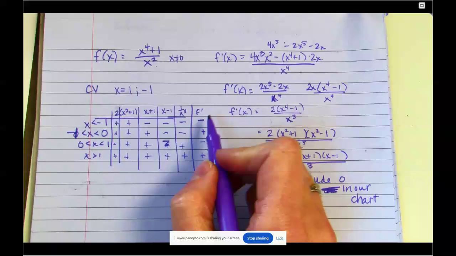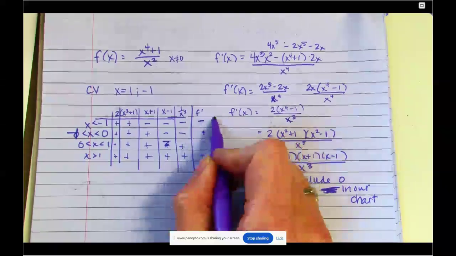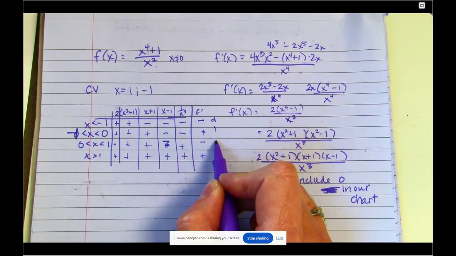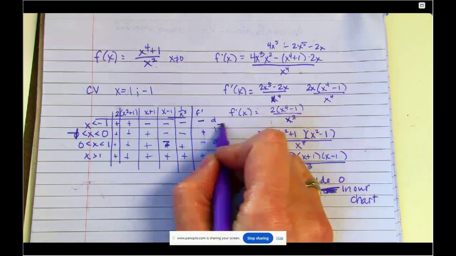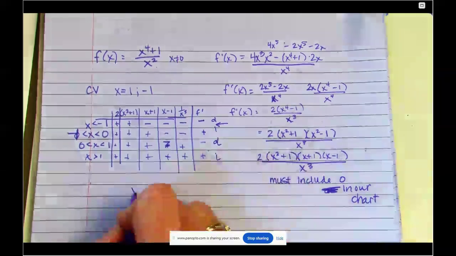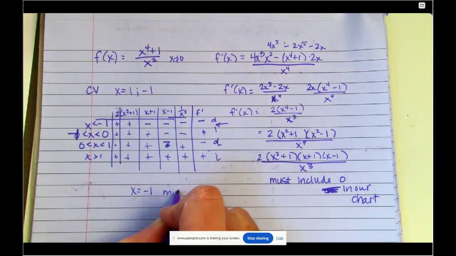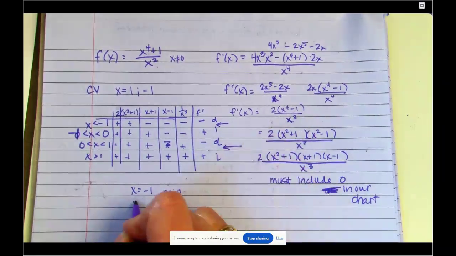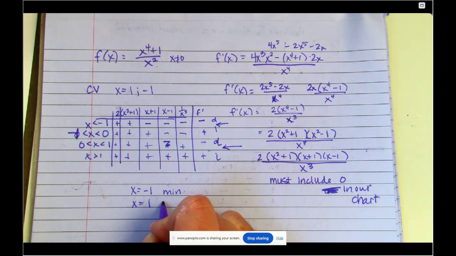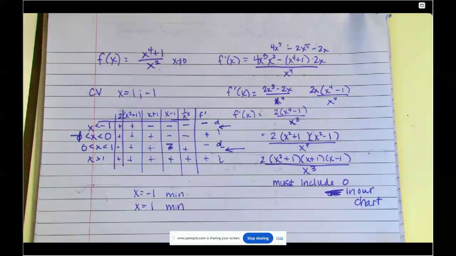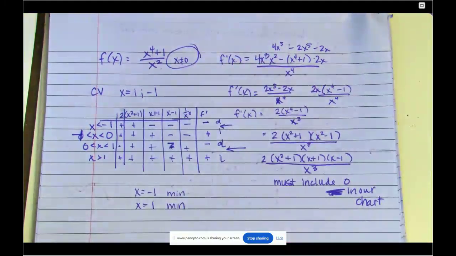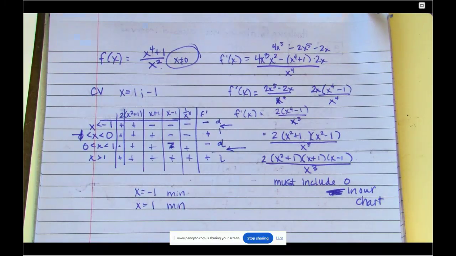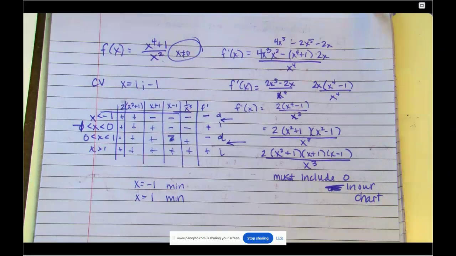So here you go. This is the weirdness of this. This is decreasing, increasing, decreasing, increasing. So x equals negative 1, minimum. x equals positive 1, also a minimum. Don't do the middle. And we don't do 0 because 0 is not defined. You don't have to say anything. Just give me this and call it good.